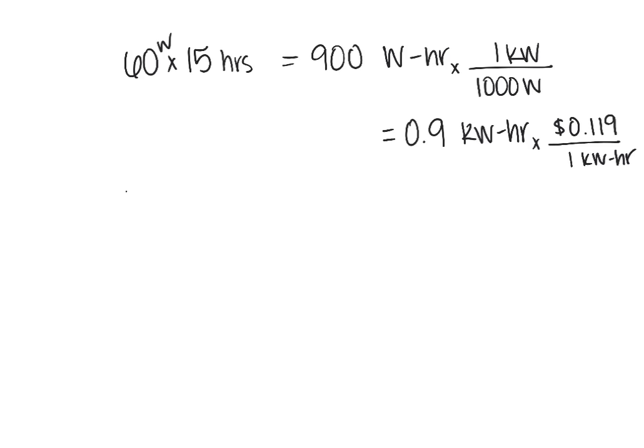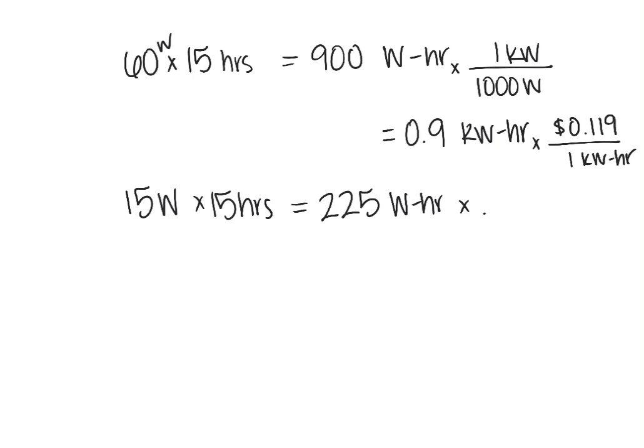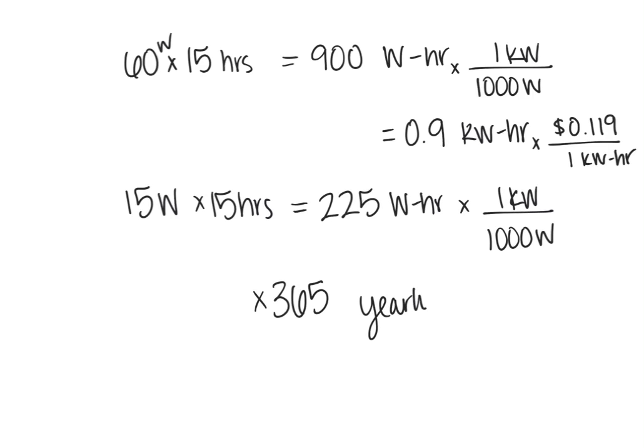Now, if we do switch to our 15 watts with those 15 hours, then that's going to be 225 watt hours, and do the same thing. Just make sure that you convert this to 1000 watts per kilowatt, and then that'll give you the daily cost there. And then you are on the right track. Multiply by 365 to get yearly cost, and then you'll be able to make your conclusion and your comparison.